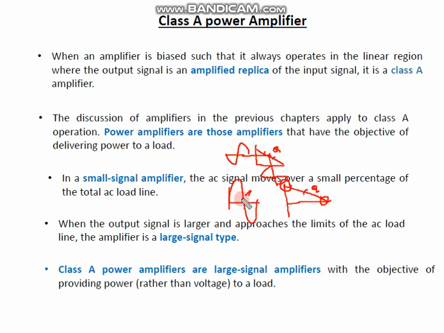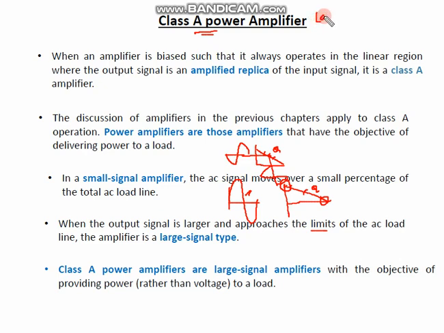So whenever we increase the magnitude of the input signal, that's why we call this a large signal type, which is always limited by these two points, the cutoff and the saturation. Now, class A power amplifiers are large signal amplifiers with the objective of providing power rather than voltage to a load. So by definition, class A amplifiers are large signal amplifiers.